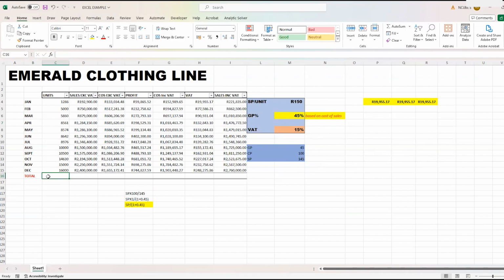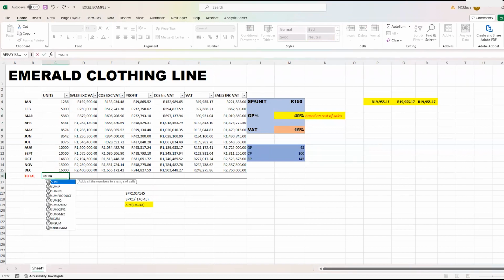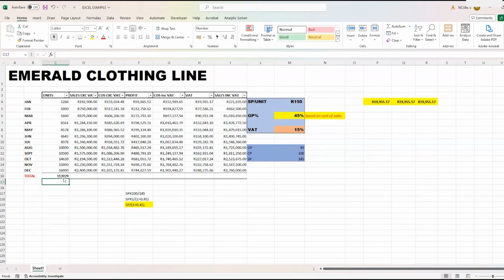So I'm going to say equals sum, open brackets, starting from C4, and then I'm going to put a colon up until I select the last figure. Colon means it's selecting everything that I need, and then enter. All right, simple like that.